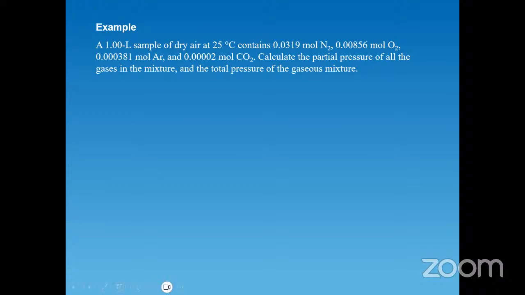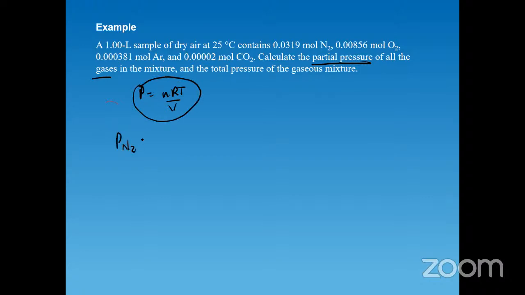So basically, to start off with, remember now that P is equal to nRT over V. What the question is asking for us to do is to calculate the partial pressure of all the gases in the mixture. So we have to basically use this equation here and calculate the pressure of each gas. So I'm going to start off with the nitrogen.